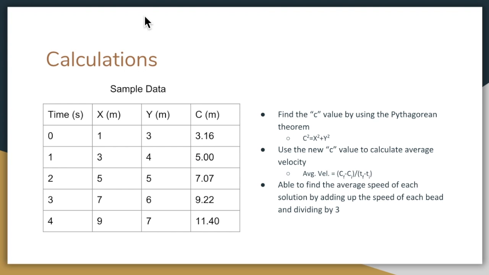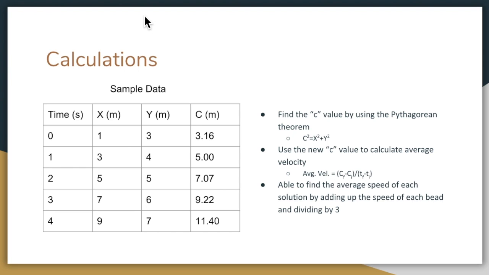So calculations. We were able to find the x and y values for each bead by using the tracker system, but that's difficult to use to find average velocity. So with the x and y, we're able to find a c value by using the Pythagorean theorem. With this c value, we're then able to calculate average velocity, which is just c final minus c initial divided by time final minus time initial. After we found each of the average velocities, we can add the 3 beads together and divide by 3. That will give us an average of each bead in the solution.